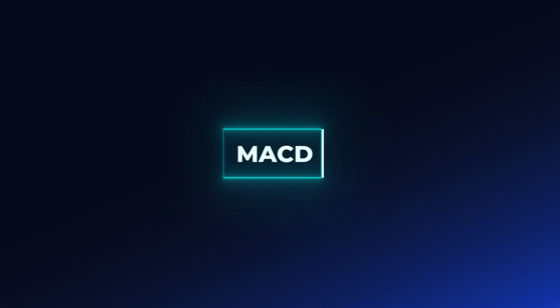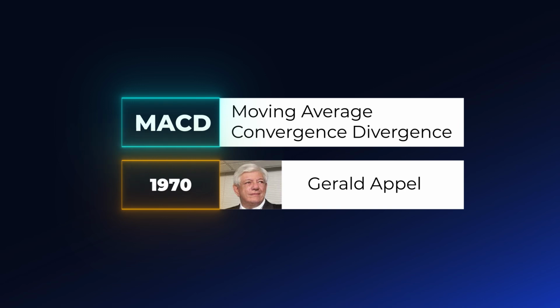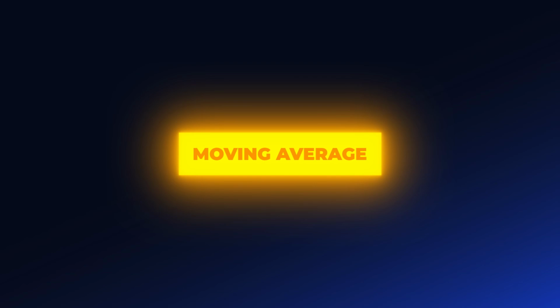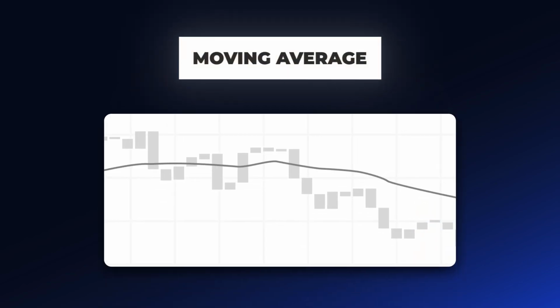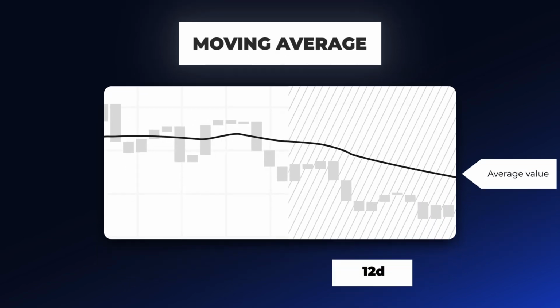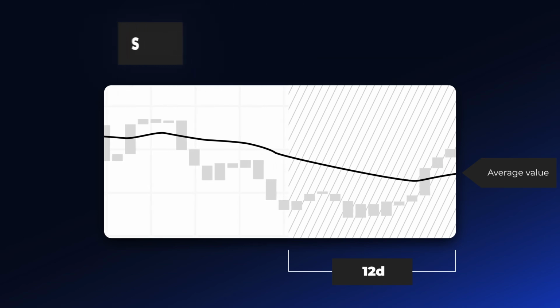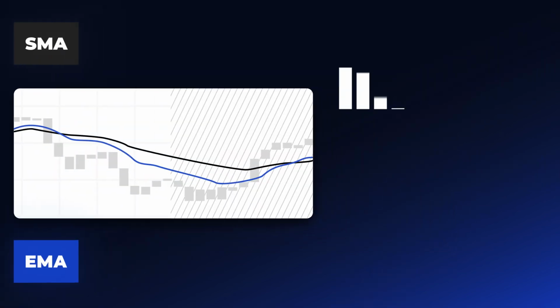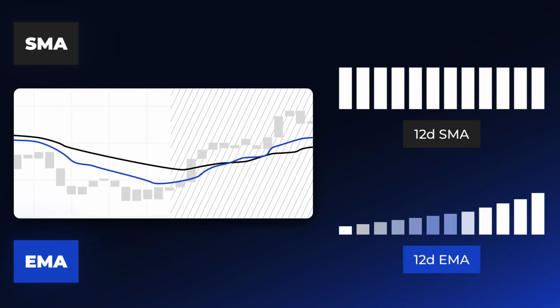MACD stands for Moving Average Convergence Divergence. Gerald Appel developed it in the late 1970s as a tool that utilizes moving averages to determine the momentum of an asset. Before diving into the mechanisms of MACD, it is essential to understand the concept of moving averages. A moving average is simply a line that represents the average value of previous data during a predefined period and can be divided into two different types: simple moving averages, also known as an SMA, and exponential moving averages, also known as an EMA. While the SMA assigns equal weight to all previous data, an EMA assigns more importance to the most recent data values.